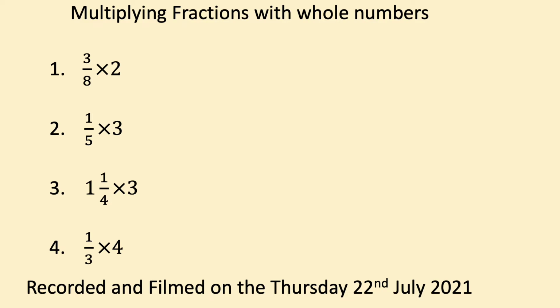So, multiplying fractions with whole numbers. Question 1, I've got 3/8 multiplied by 2. Now when I multiply a fraction by a whole number, all I do is multiply the whole number by the numerator. So I'm going to have 3 times 2 and the 8 stays the same. So it's multiply the top number by the whole number. Okay, so multiply the numerator by the whole number of my fraction.